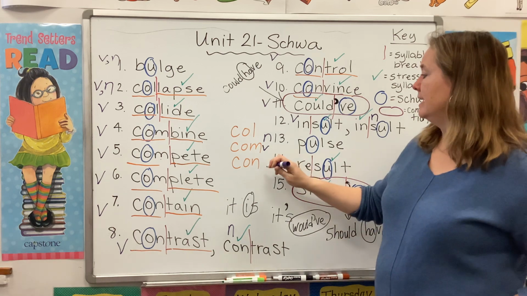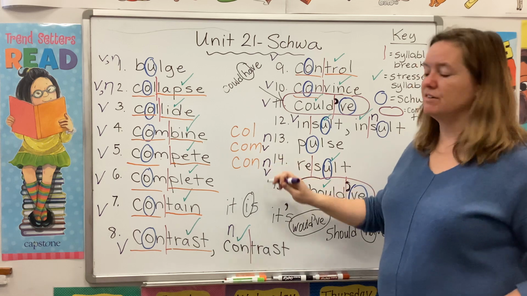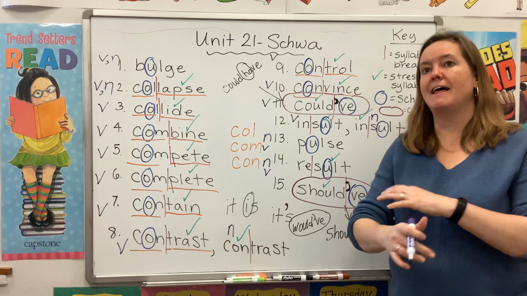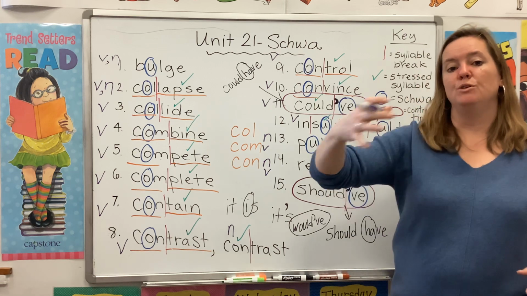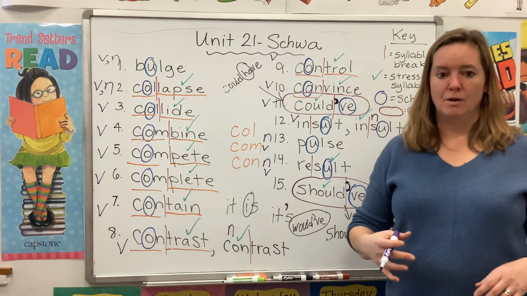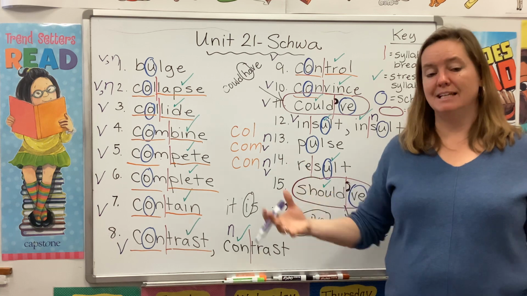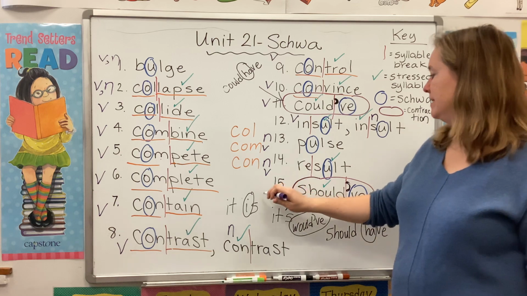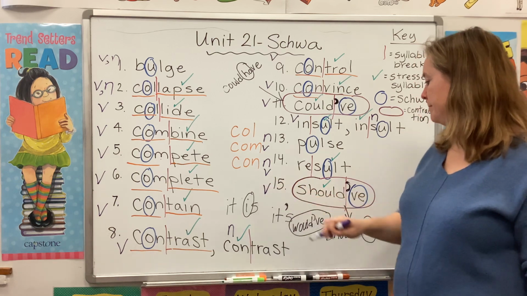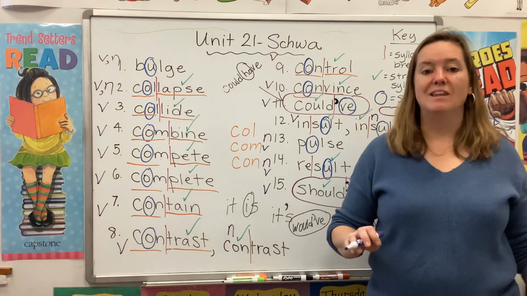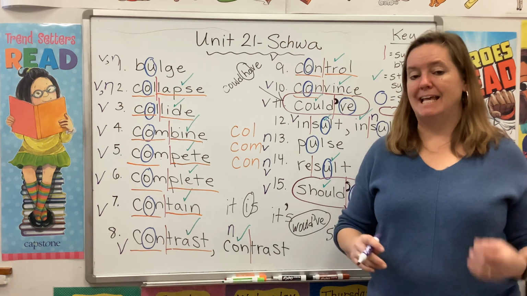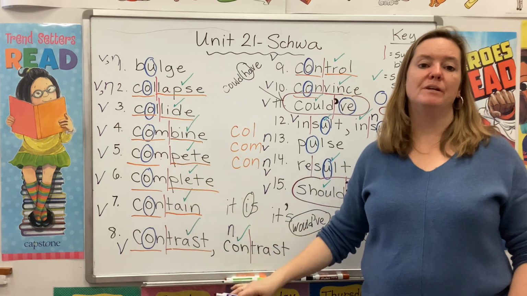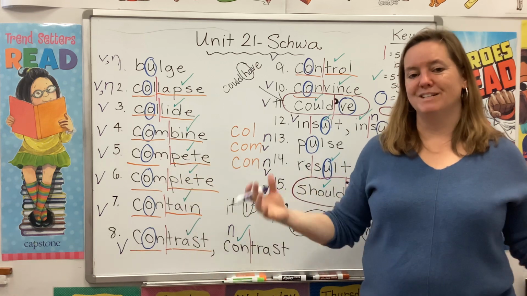"Result" can be a noun or a verb, pronounced the same way, right? If you stay up too late, that will result in you missing your bus, okay? Or the end result is you missed your bus. And then "should have" is also a verb. All right, so lots of great vocab this week. And again, the prefix we're learning is the "col," "con" prefix, which means with or together.